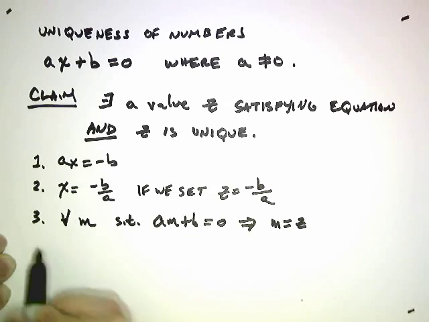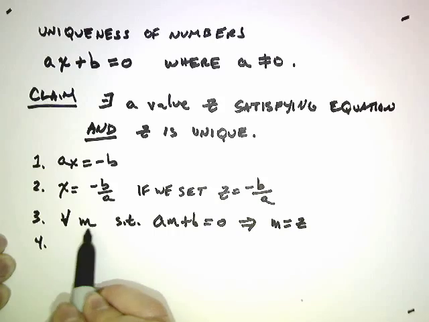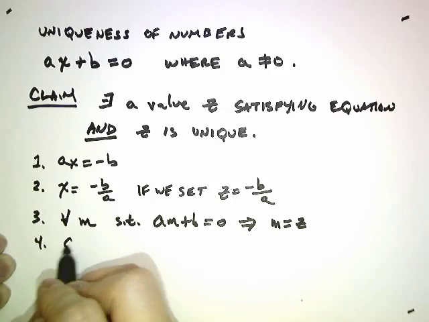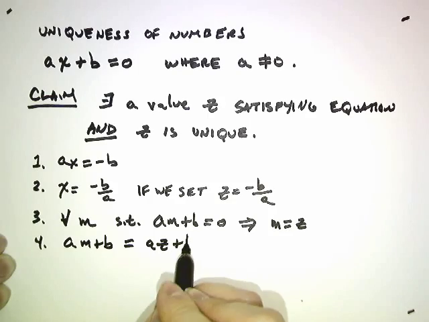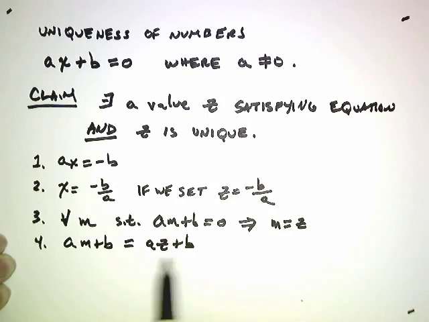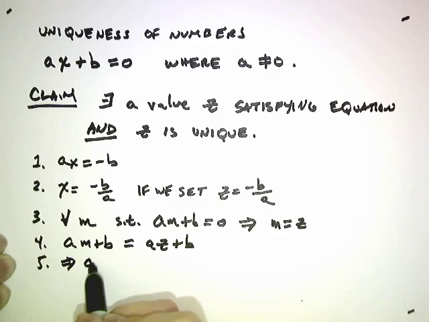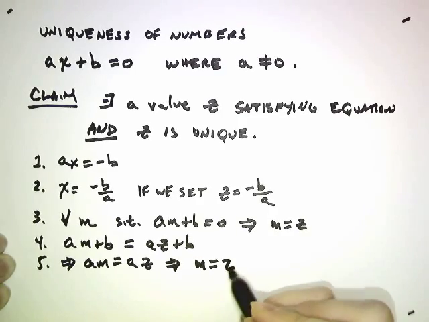Well, we just use some math. We pick any value m that satisfies this equation. We know that am + b = 0. That means that am + b also equals az + b, because az + b is also 0. z is a solution. Now we can subtract b from both sides, and this implies that am = az. And here again, dividing both sides by a, which is non-zero, we get that m = z.